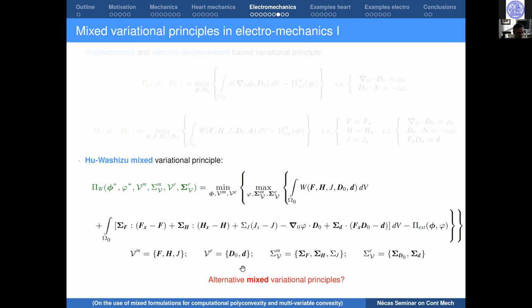Now, this variational principle from a finite element point of view might sound crazy, but using appropriate static condensation, it's computationally as effective as a displacement-based one. So it's not that expensive after all.